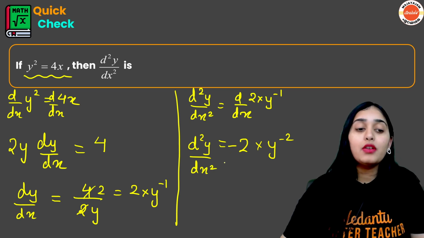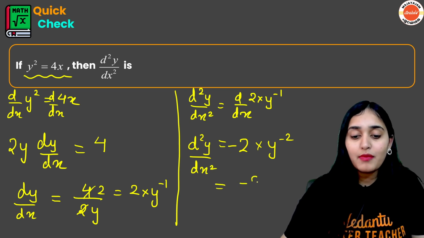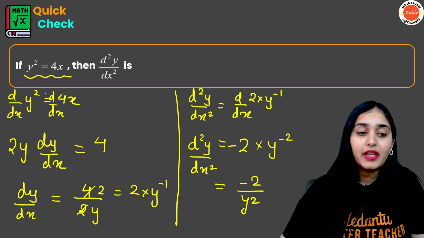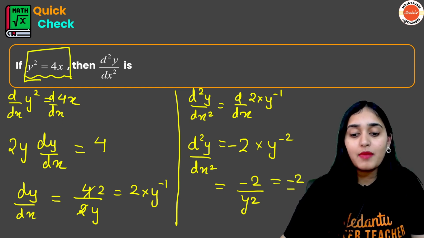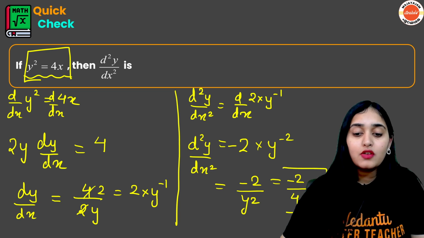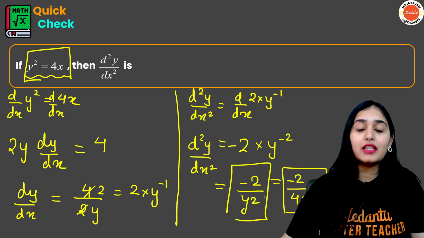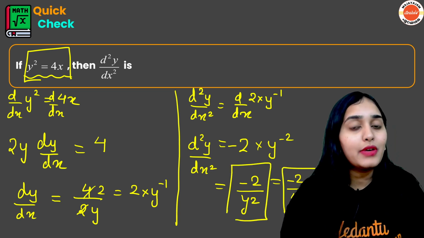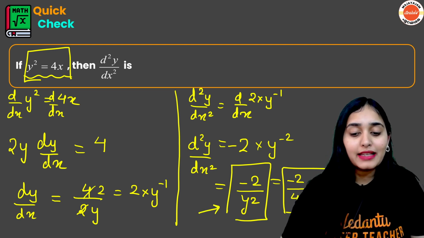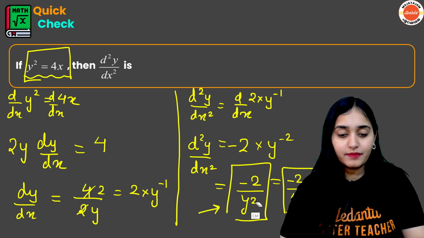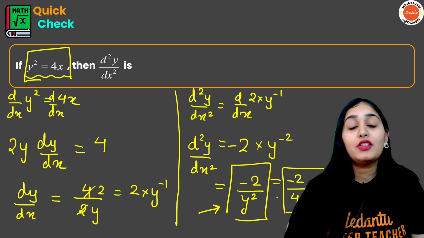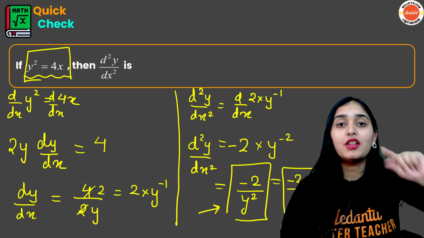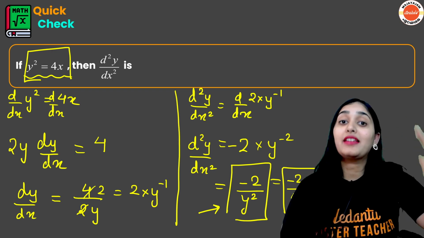But now you can do one more thing. You can write it as minus 2 upon y square. And what is y square? 4x. So you can write it as minus 2 upon 4x. So whatever option is given in your question paper, according to that you can choose. You will represent it like this or you will represent it like this. Okay. So that is double derivation. You derive it once, you derive it again.